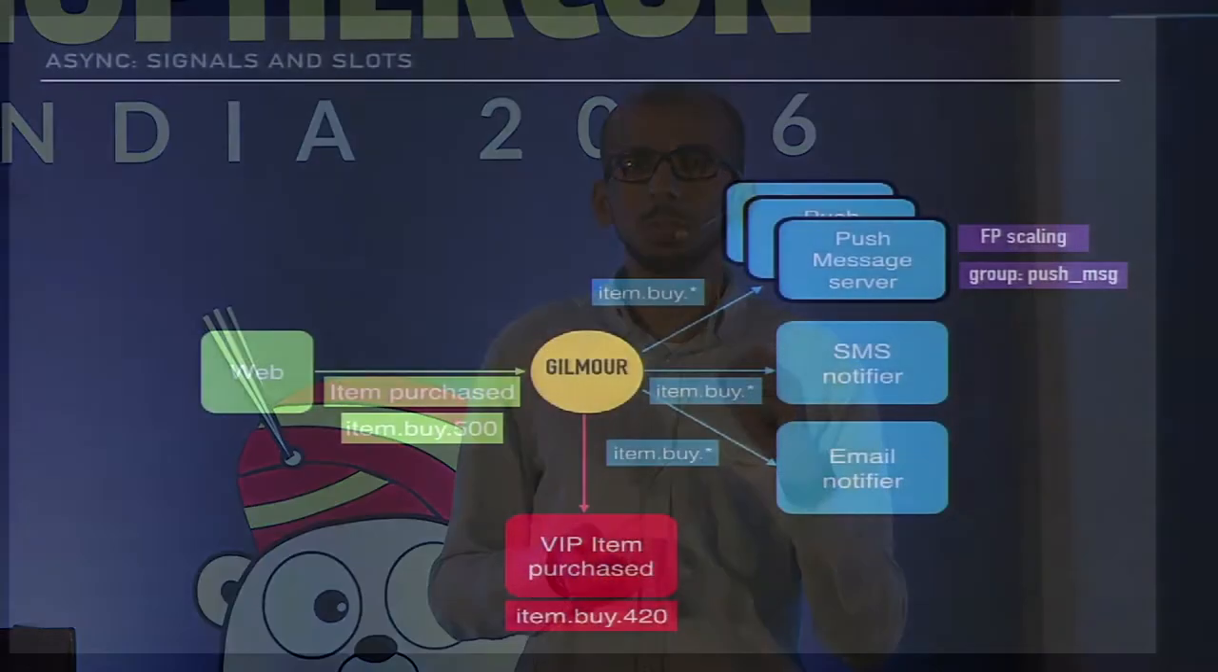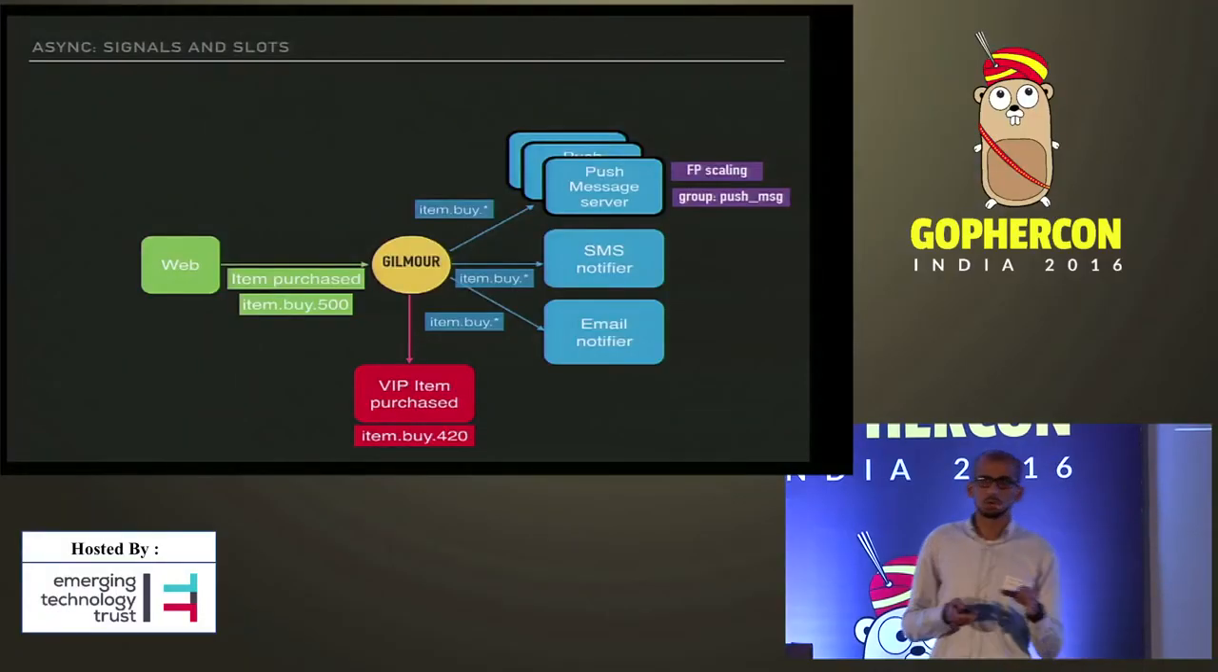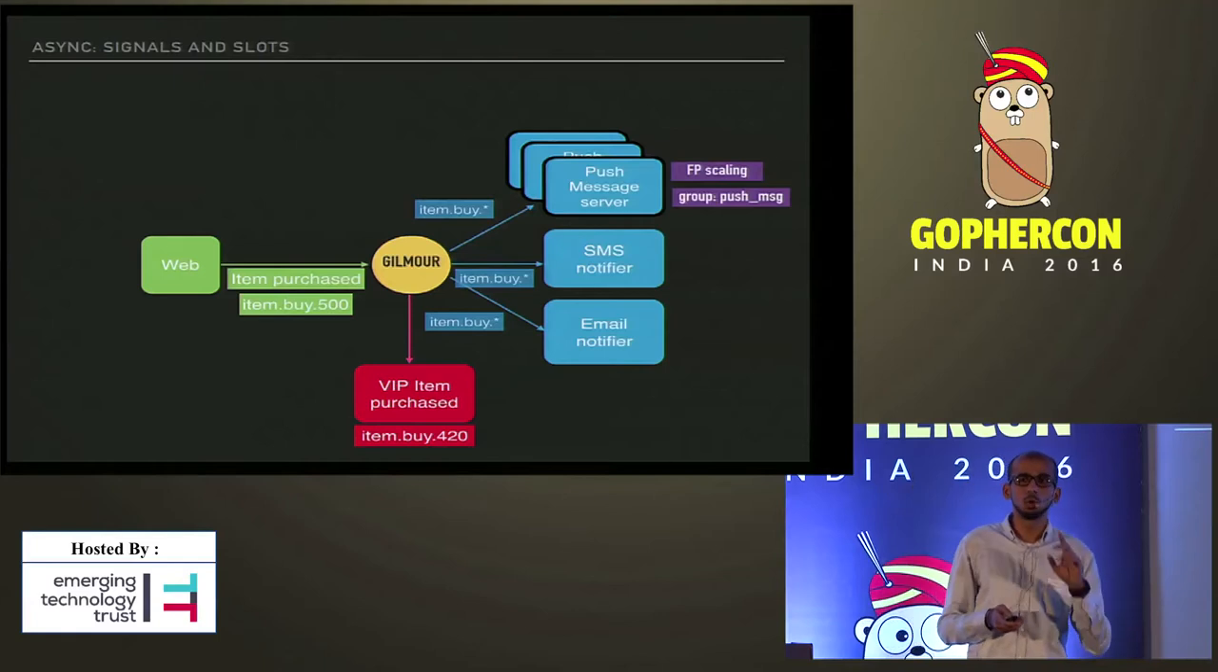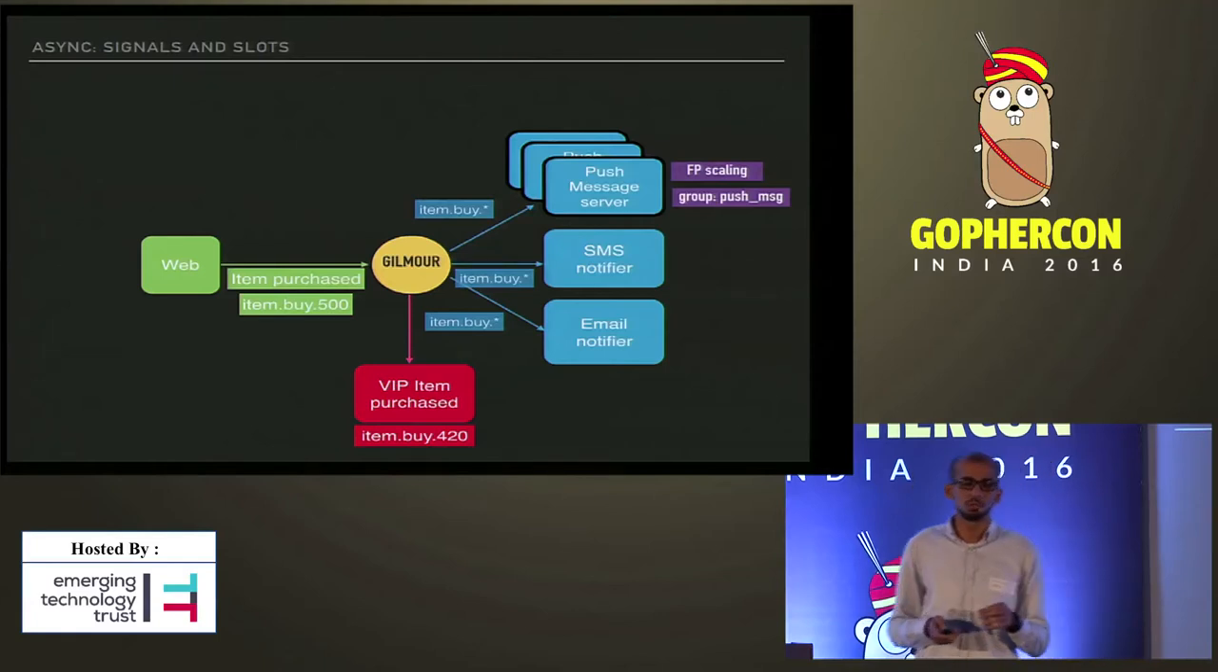So we introduce a concept of mutual exclusion groups. In this case, we'll call it push message group. Now, what they try to do is they try to acquire a distributed lock, a lock using Redis itself, and only one message would be processed by each of these server groups. So despite having multiple servers, if a message comes in, it would only be processed once. So let's say if I was to scale SMS notifications, I would add another server, right parallel to SMS notification, create a group called SMS_message, and that would give me function point scaling across SMSs as well. So this is pretty much what signals and slots are.